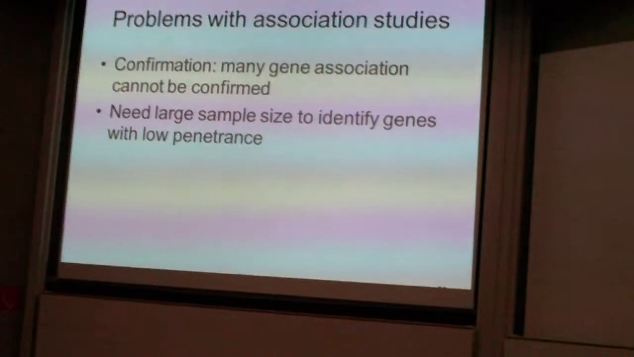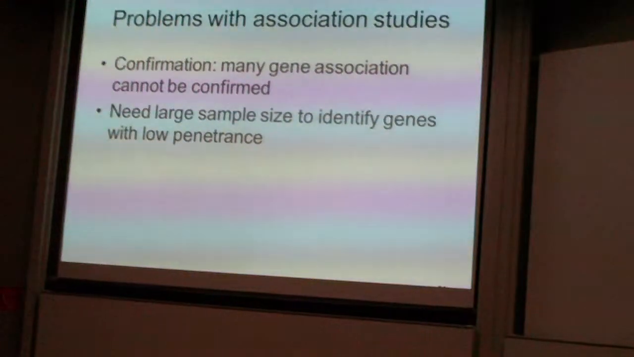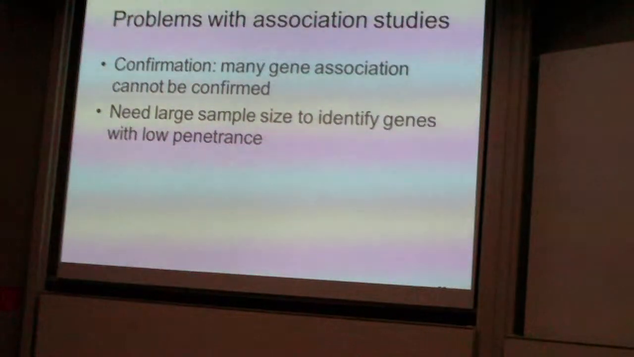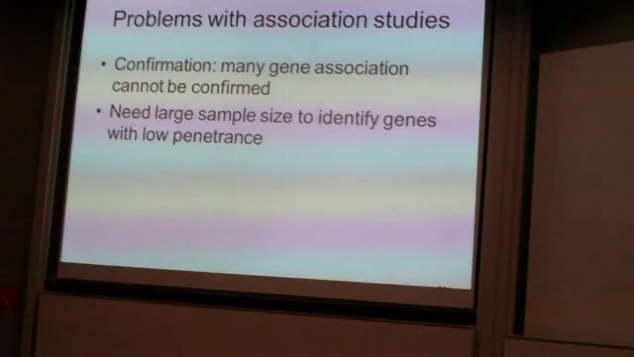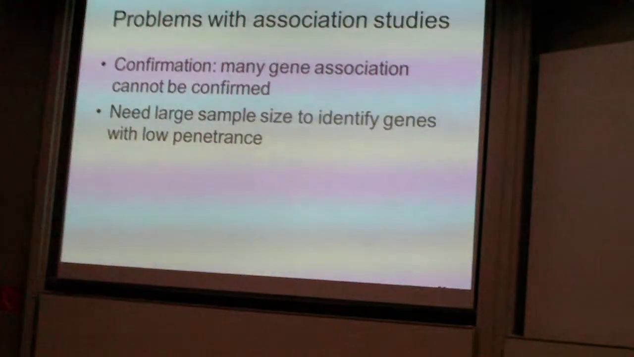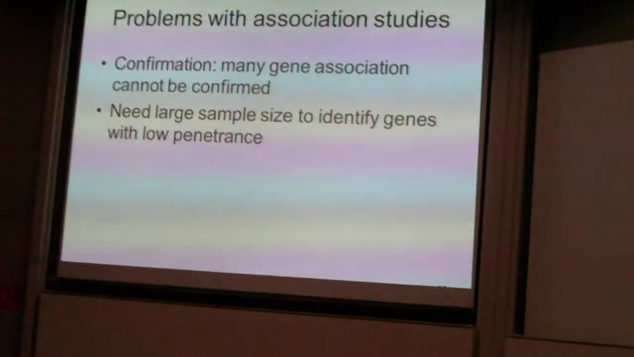Another problem, if you go over the literature of the last, let's say, 20 years and look at those association studies in MS, but also in other fields, there was a huge problem in confirmation. Some studies came up with an interesting gene, and then others could not confirm those data. One of the problems was that you also need large sample sizes.